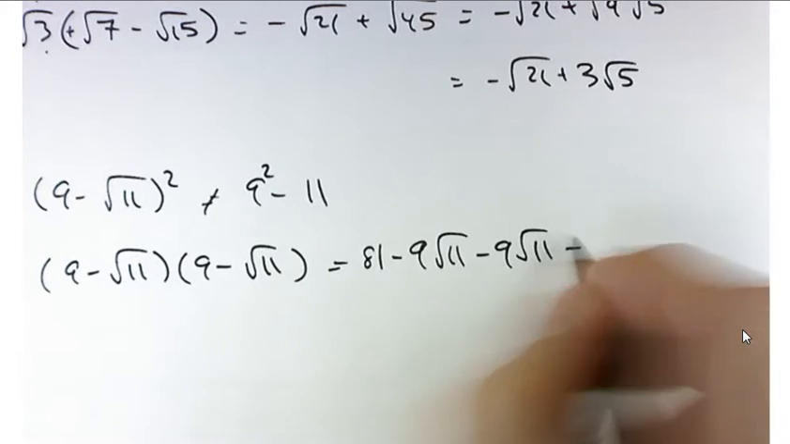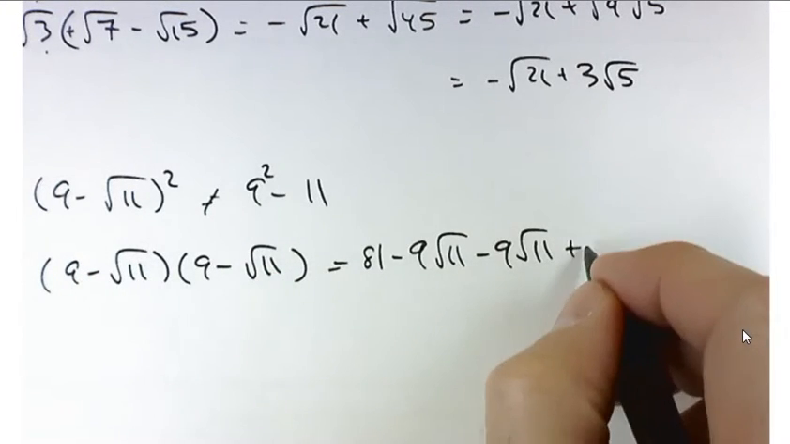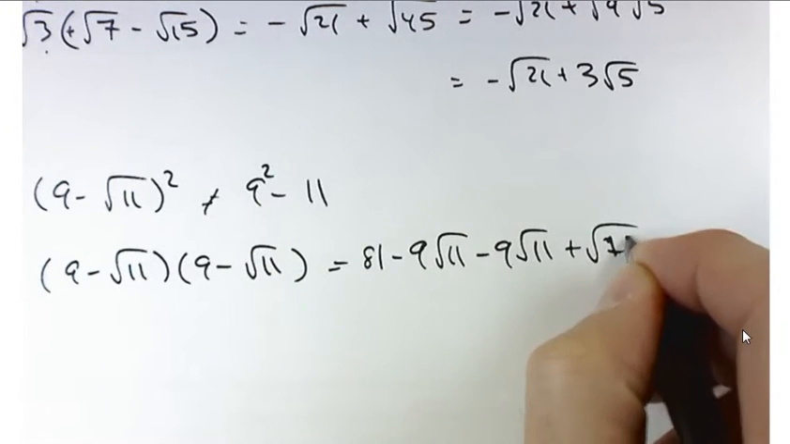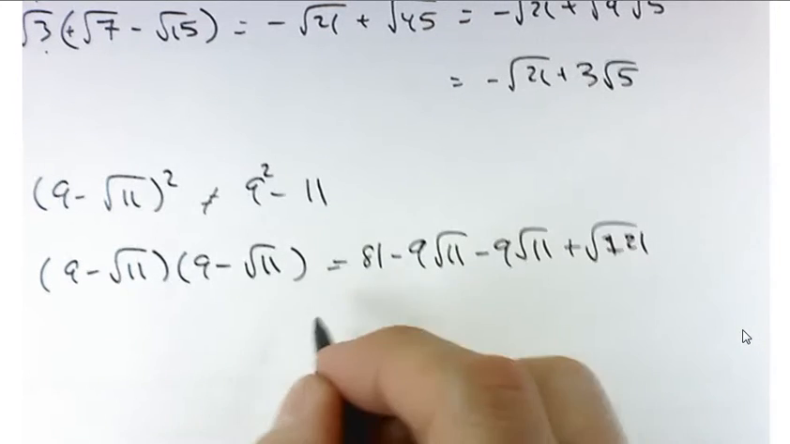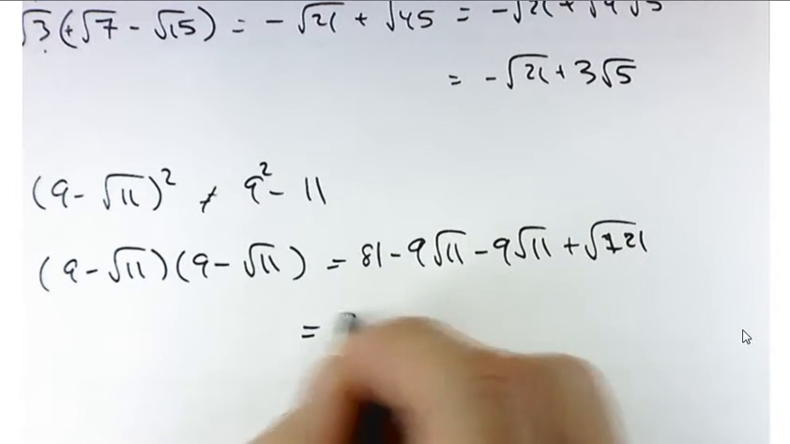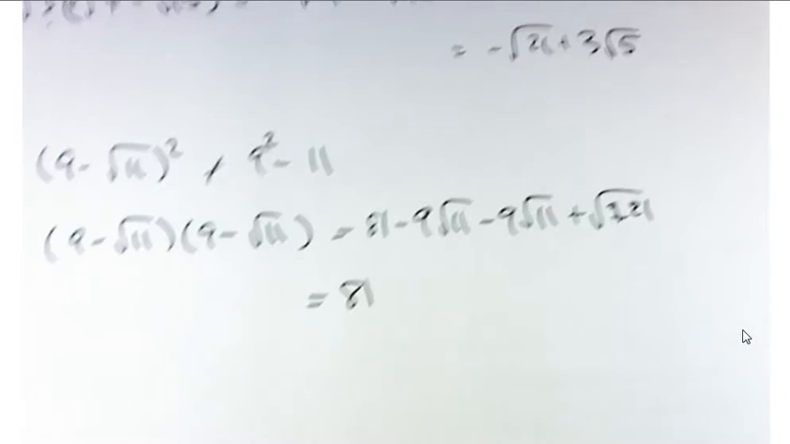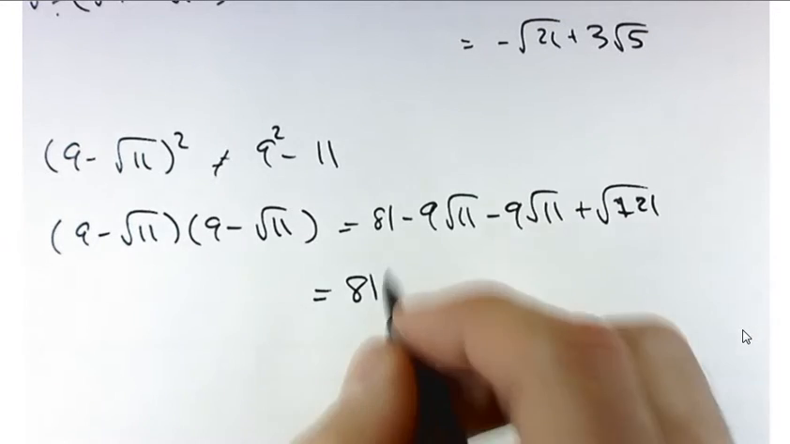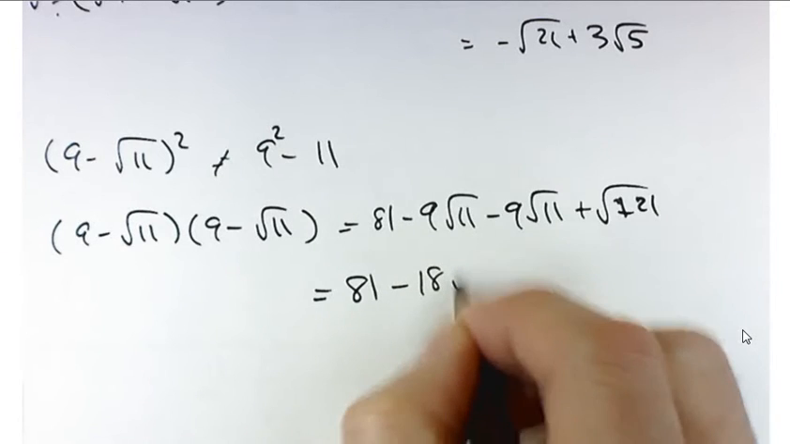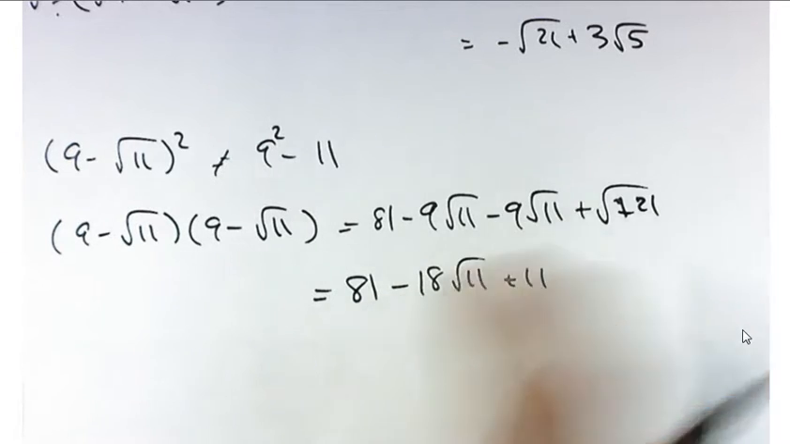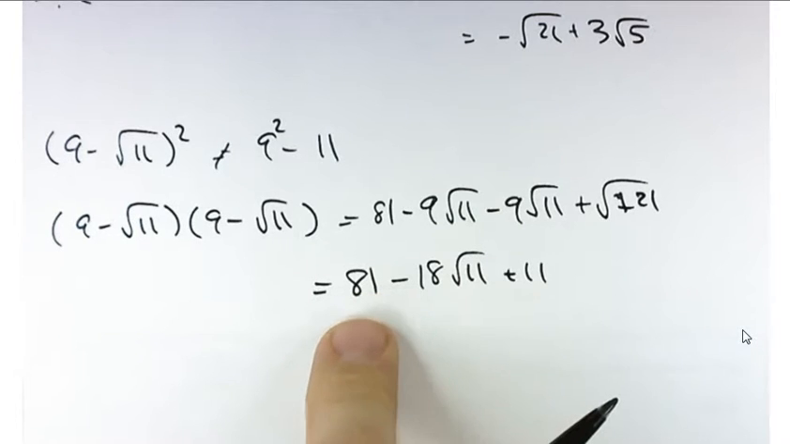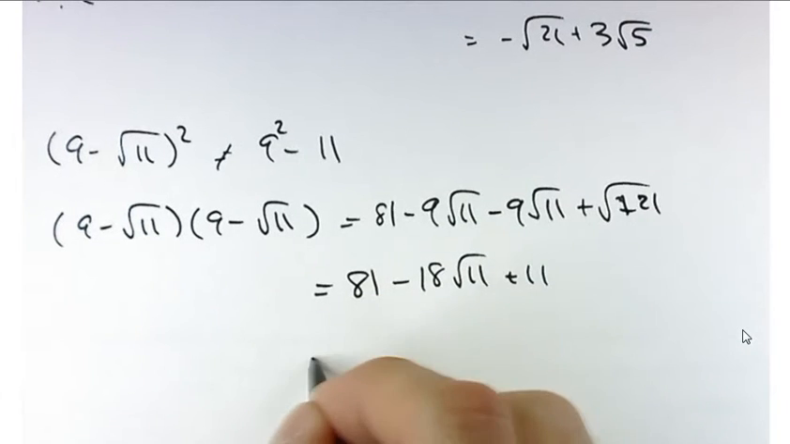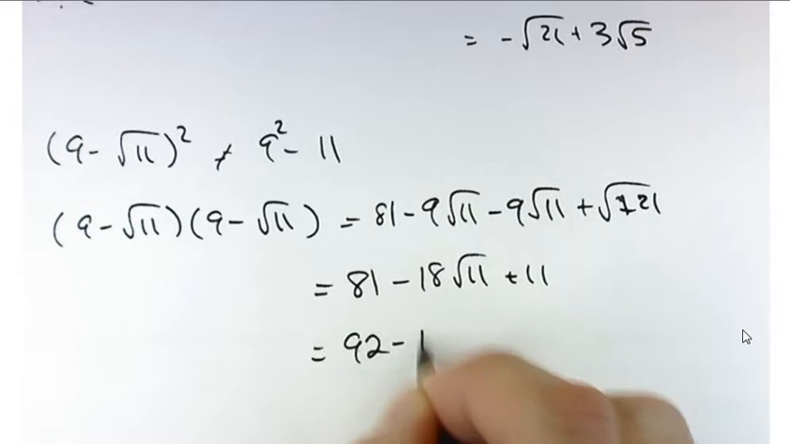Perfect. So negative times a negative is positive. Square root of 121 is 11, as Mark said. So 81. Now, how about these middle 2 terms? Minus 9 square roots of 11, minus 9 square roots of 11. What could I do with those? Yeah, minus 18 of them. Minus 18 square roots of 11. I would ask that you add 81 and 11, but as a courtesy, I'll allow you to use your calculator on that one if you need.